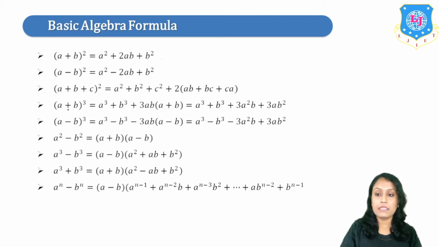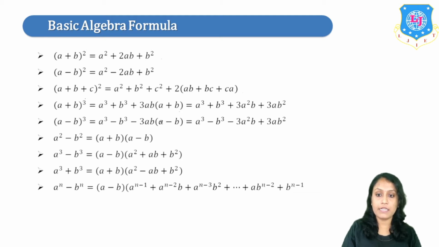Next, (a plus b) whole cube. This is a cube plus b cube plus 3ab into (a plus b). We can also write this formula as a cube plus b cube plus 3a square b plus 3ab square. And the next formula is (a minus b) whole cube, that is a cube minus b cube minus 3ab into (a minus b). Also, we can write this formula as a cube minus b cube minus 3a square b plus 3ab square.